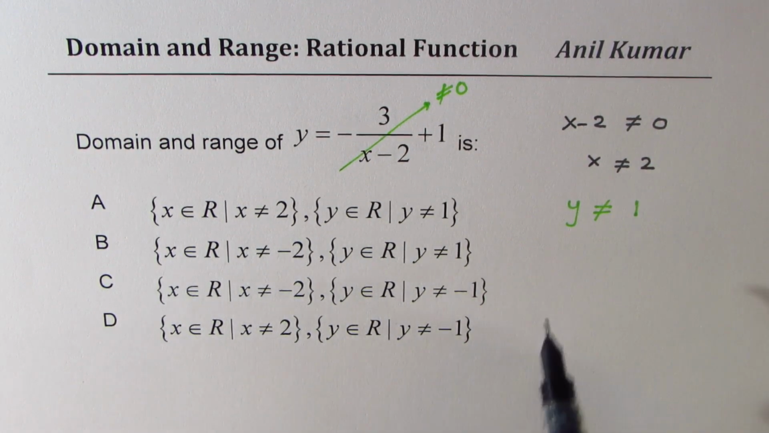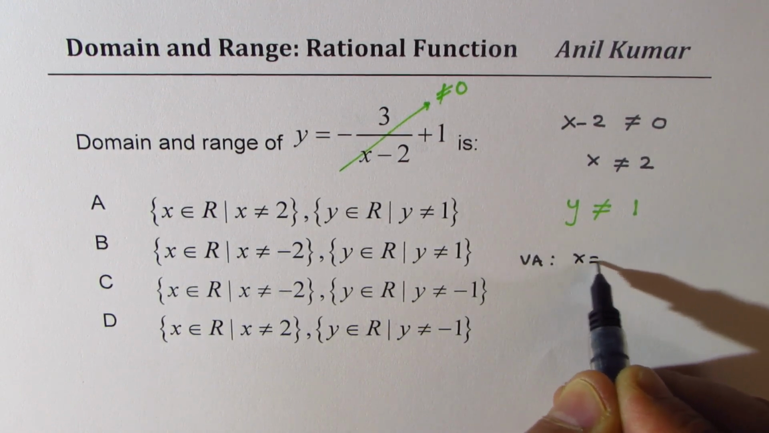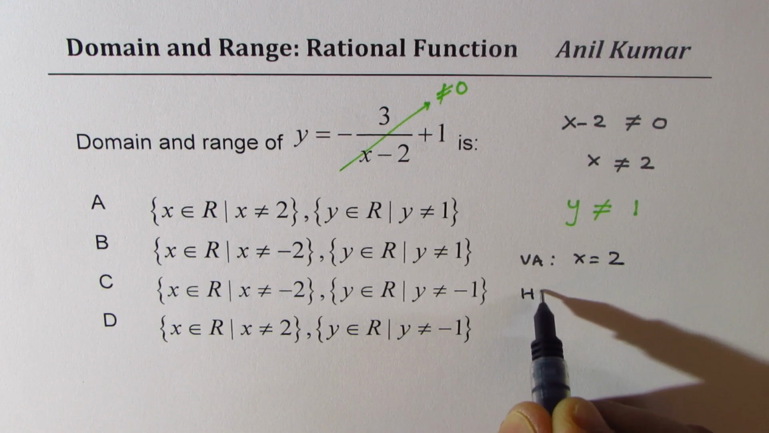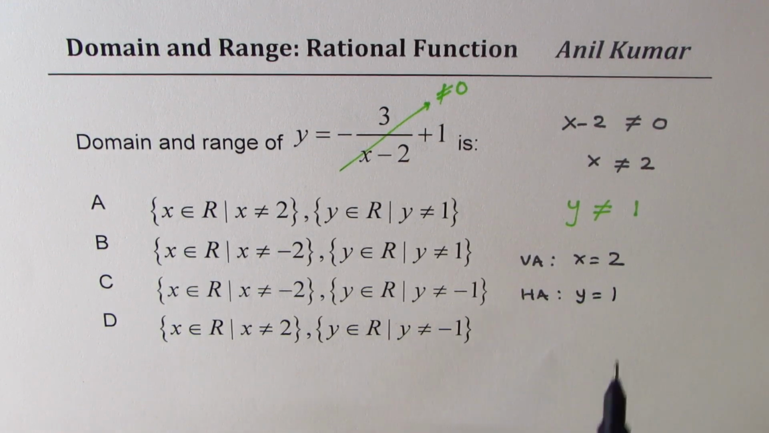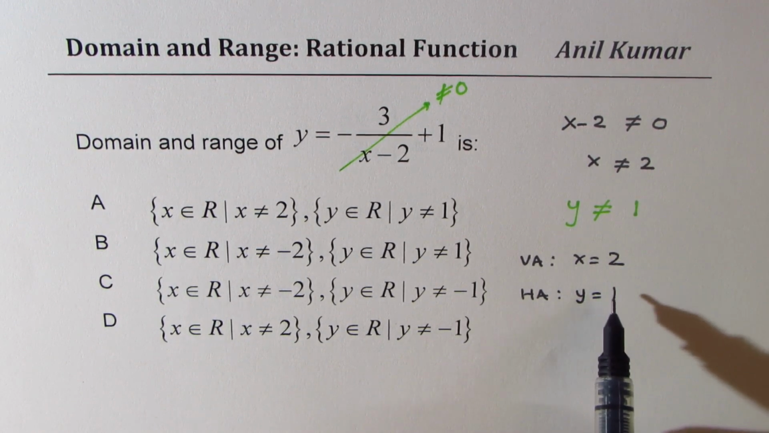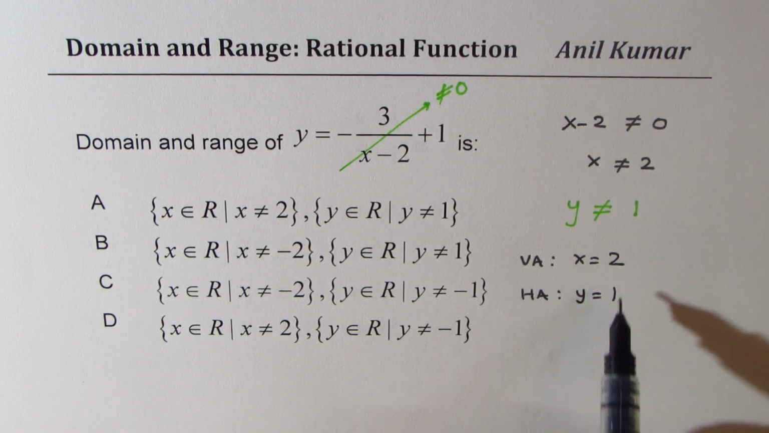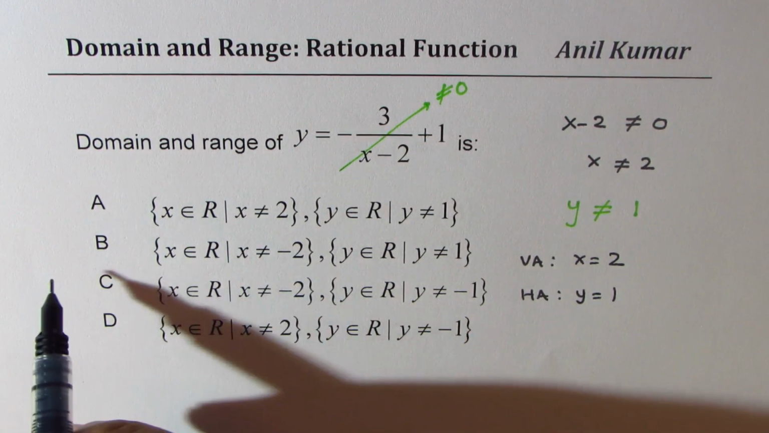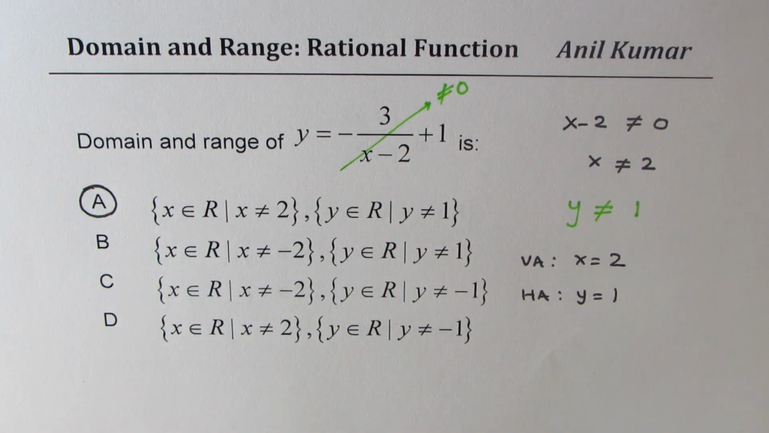You should know here that we have a vertical asymptote at x equals to 2 and we have a horizontal asymptote at y equals to 1, right? So, the function approaches these two values, but it is never at these values. So, we get our answer x is not equal to 2 and y is not equal to 1. That gives you option A as the correct option.